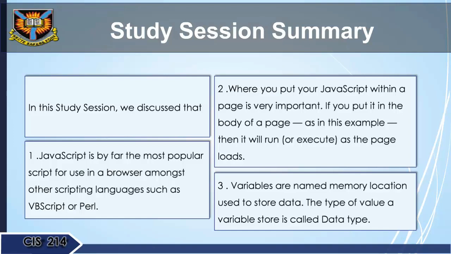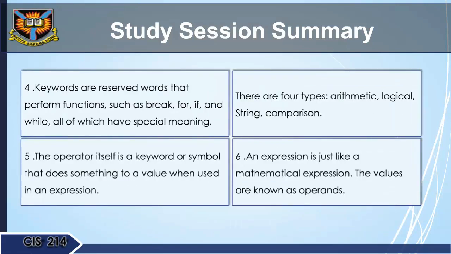3. Variables are named memory locations used to store data. The type of value a variable stores is called its data type. 4. Keywords are reserved words that perform functions such as break, for, if, and while, all of which have special meaning. 5. The operator itself is a keyword or symbol that does something to a value when used in an expression. There are 4 types: arithmetic, logical, string, comparison. 6. An expression is just like a mathematical expression. The values are known as operands.